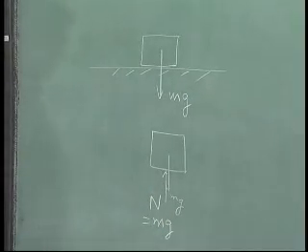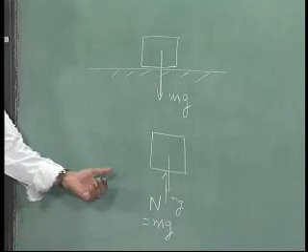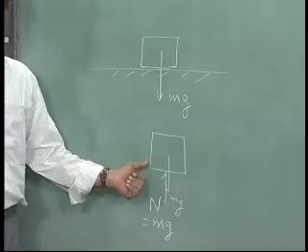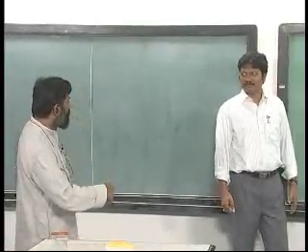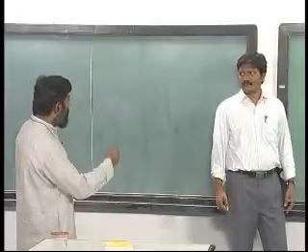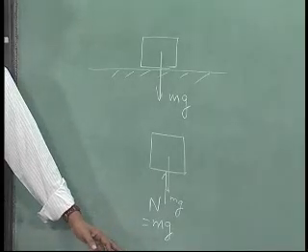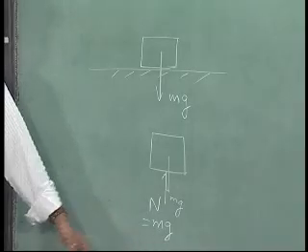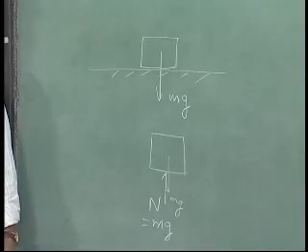If n is the normal force, the frictional force is related to the normal force. Is it not? Yeah, friction will be. Supposing I am applying a force like this, the frictional force is opposite to the direction of the applied force, which is equal to mg is given. What is the frictional force? If mu is the coefficient, mu mg.